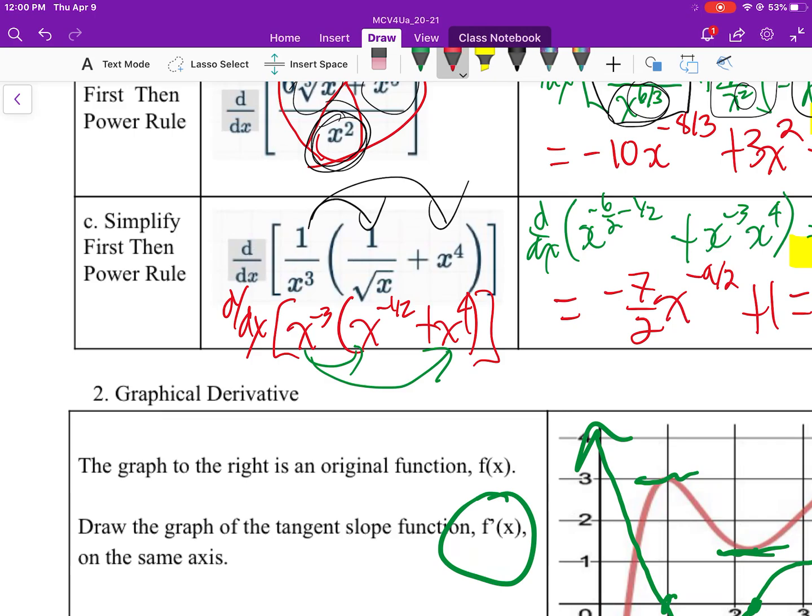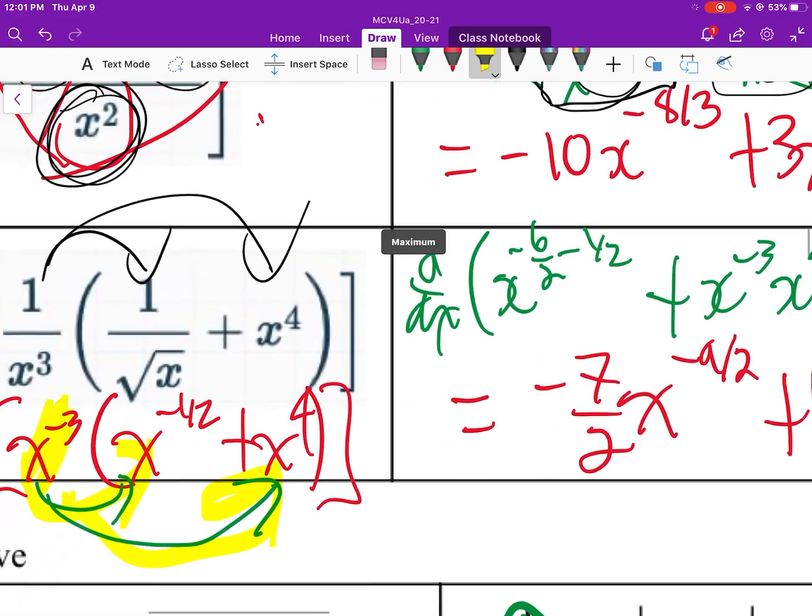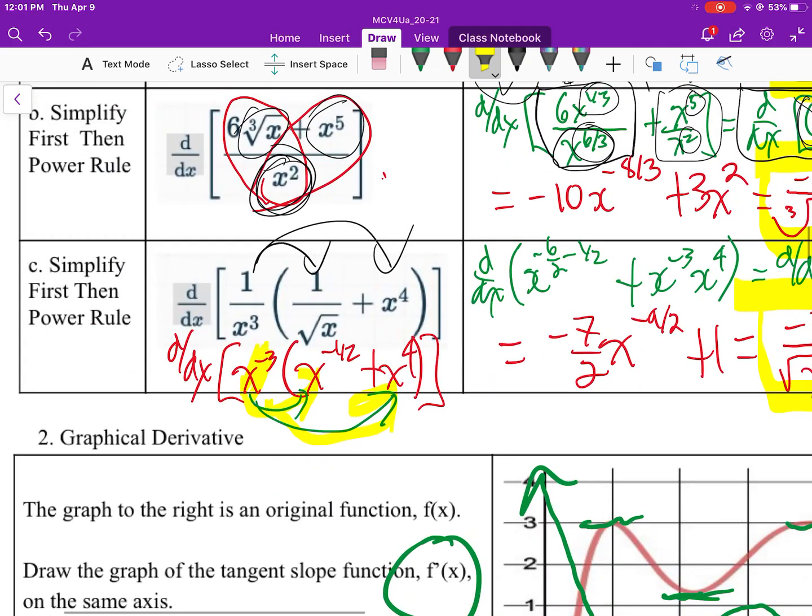So what we can see here is I've already shown you this. We're taking the x to the negative 3 and we're distributing it into the brackets. Okay, we're expanding brackets. So when I do that, I add exponents if the bases are the same. So let's come over to here and look at this. The first thing I need to do is add negative 3 and negative 1/2.